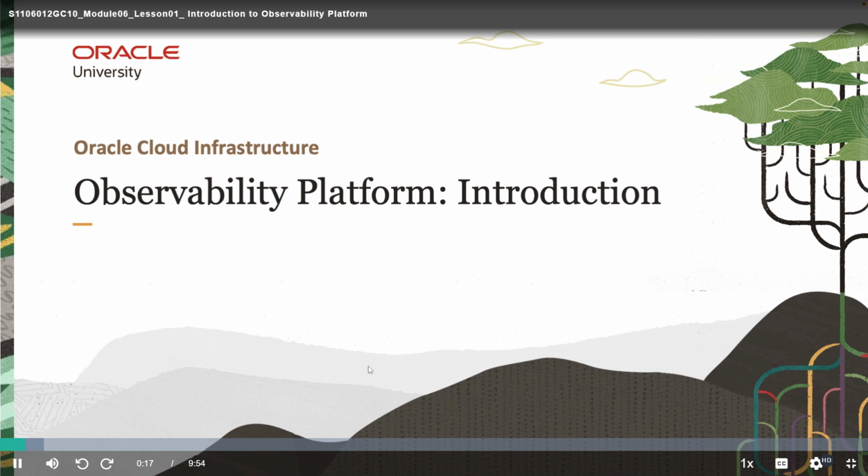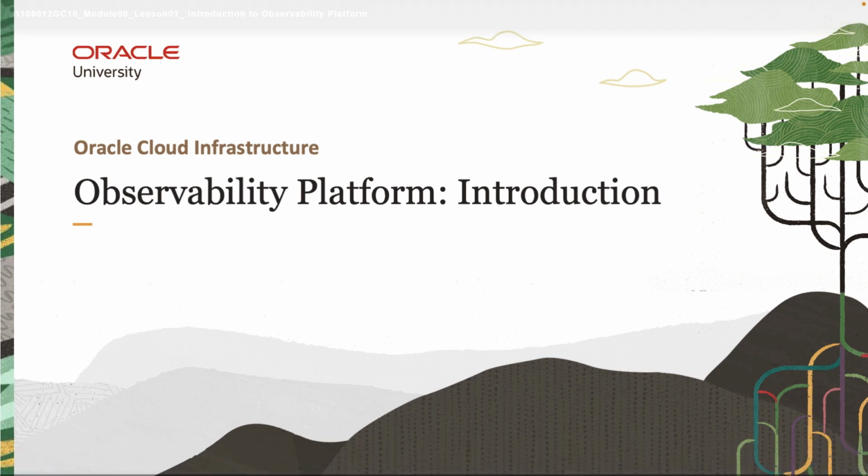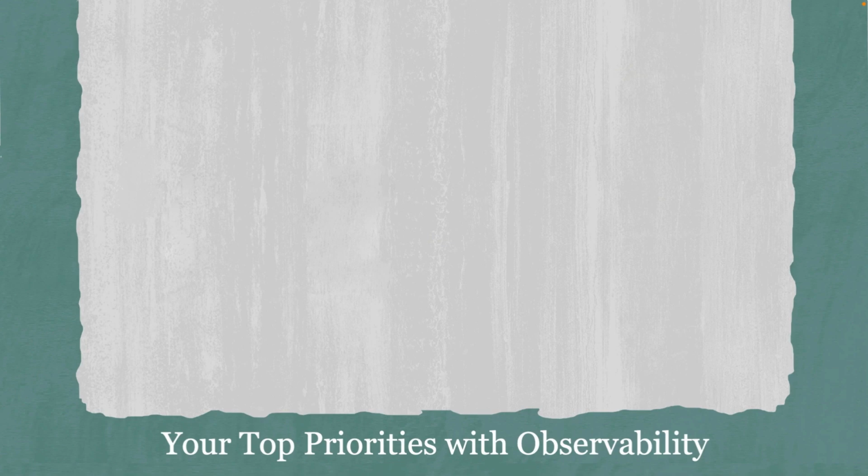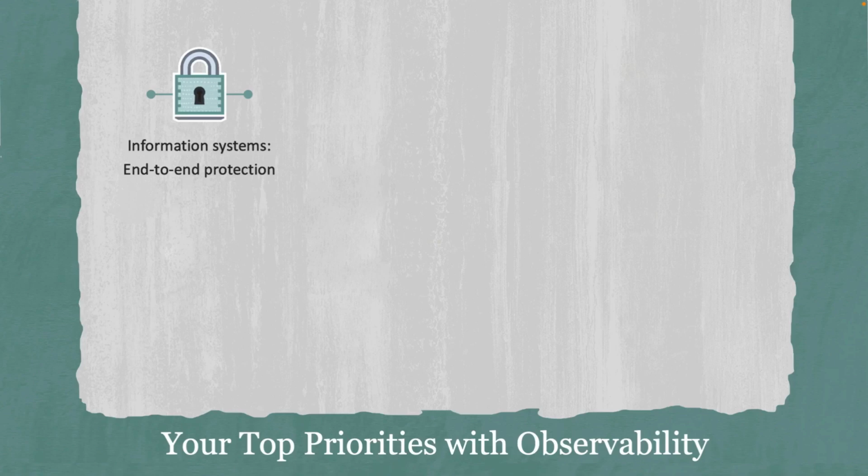In this lesson, we are going to look at the key services and capabilities of the observability platform and how it addresses the priorities of DevOps. We will start with looking into the top priorities that could be addressed with observability. Number one, information systems end-to-end protection, which means maintaining the end-to-end security of all information systems, whether it could be the physical data center, networks, or applications.